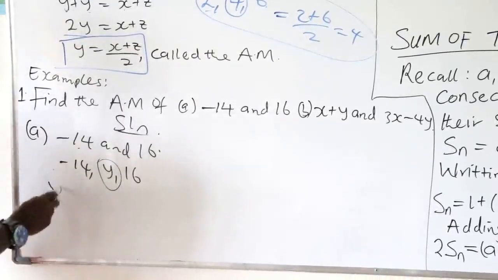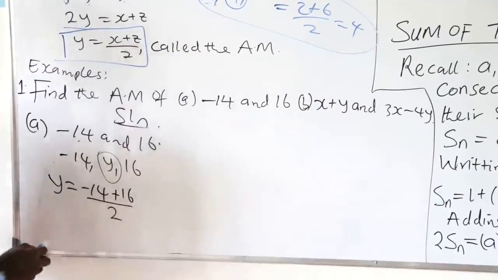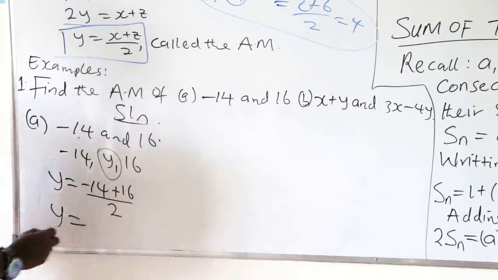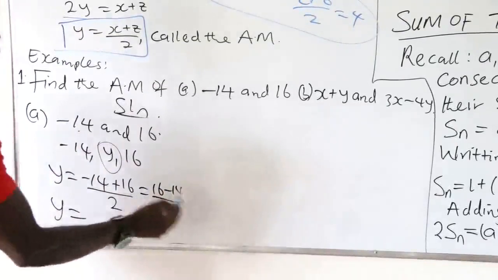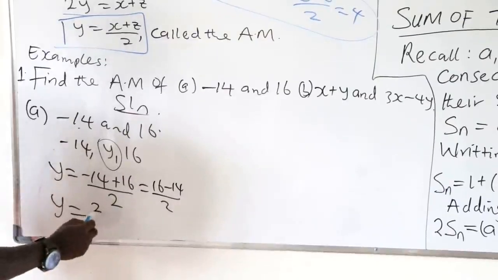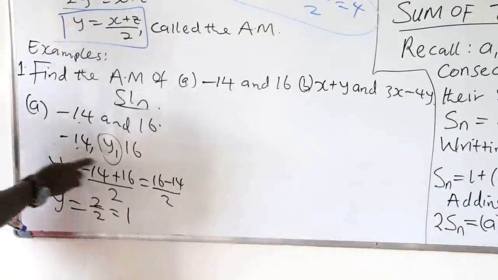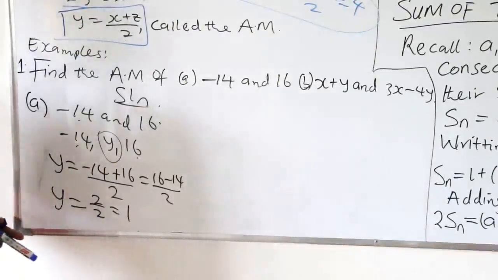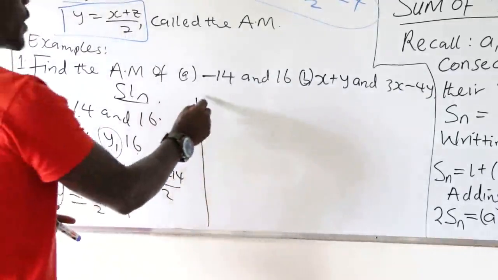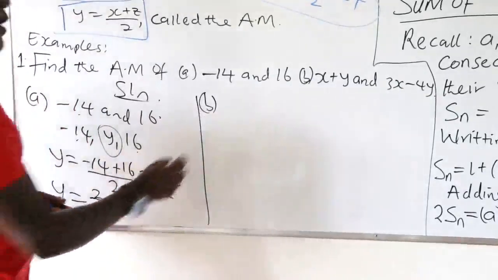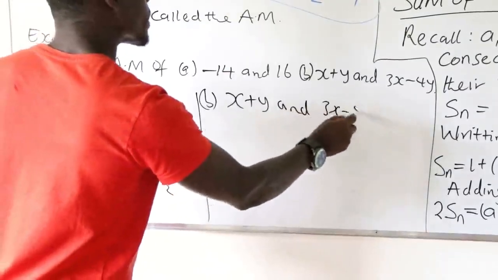So that we now have our y to be minus 14 plus 16 all over 2. And minus 14 plus 16, which is the same thing as 16 minus 14, will give us 2. So 16 minus 14 is 2, so we have 2 all over 2, and we have 1. So the arithmetic mean of minus 14 and 16 is what? 1. Okay? Good.